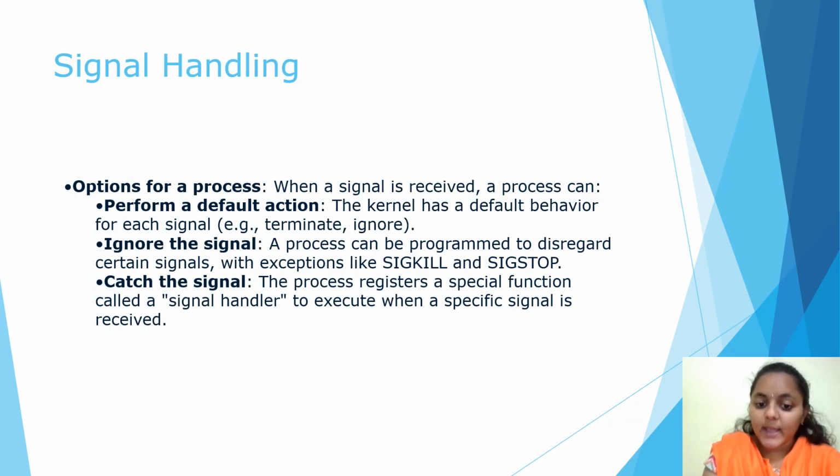Signal handling. When a process receives a signal, it can handle it in three ways. First, perform the default action: the OS takes a predefined action, for example terminate. Second, ignore the signal, except for uncatchable ones like SIGKILL and SIGSTOP. Third, catch the signal, which executes a user-defined function called a signal handler.